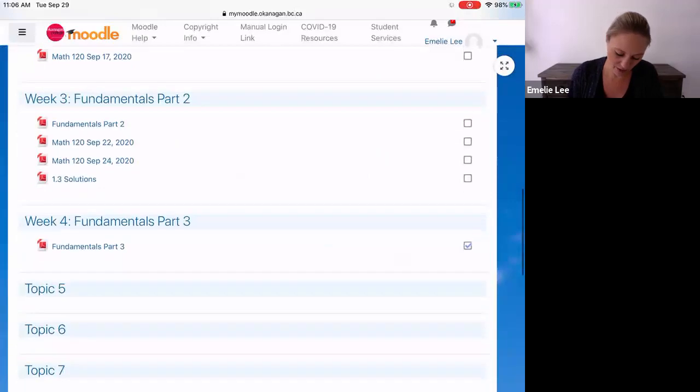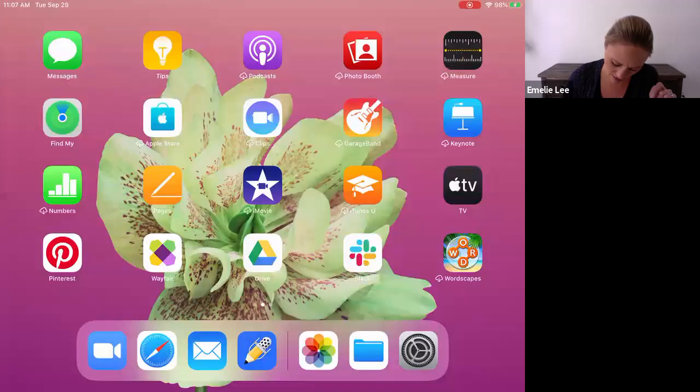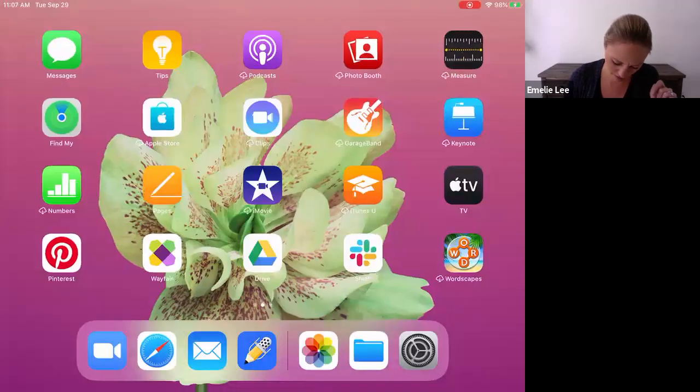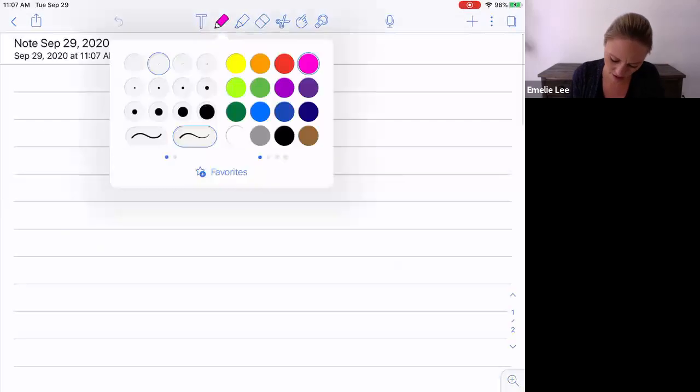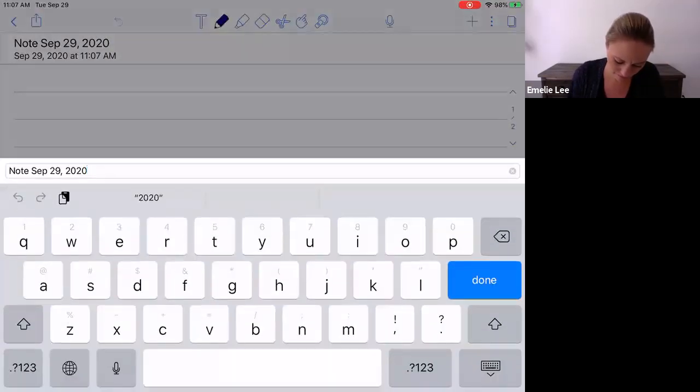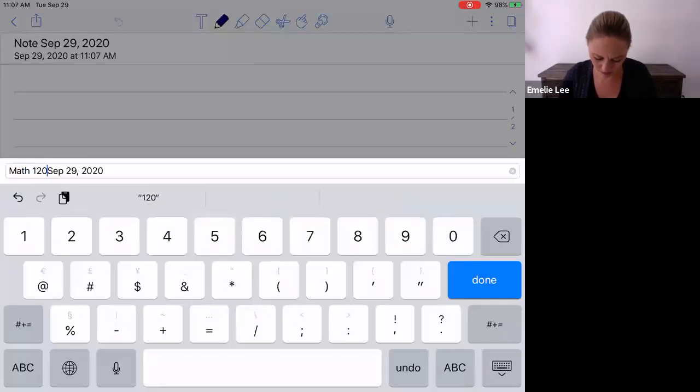But then also I posted the fundamentals part 3 that will start this week. In fact, I'm jumping around a little bit between 1.4 and 1.5. But before we start talking about that, I want to go into our notes and start a fresh note for today. Math 120.